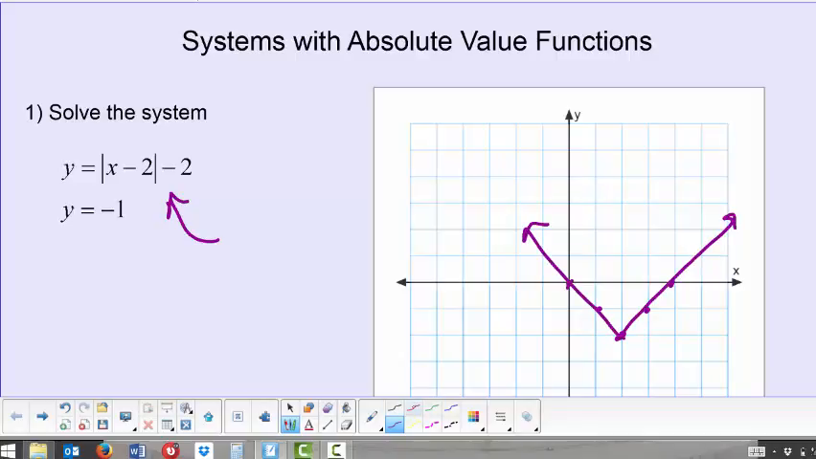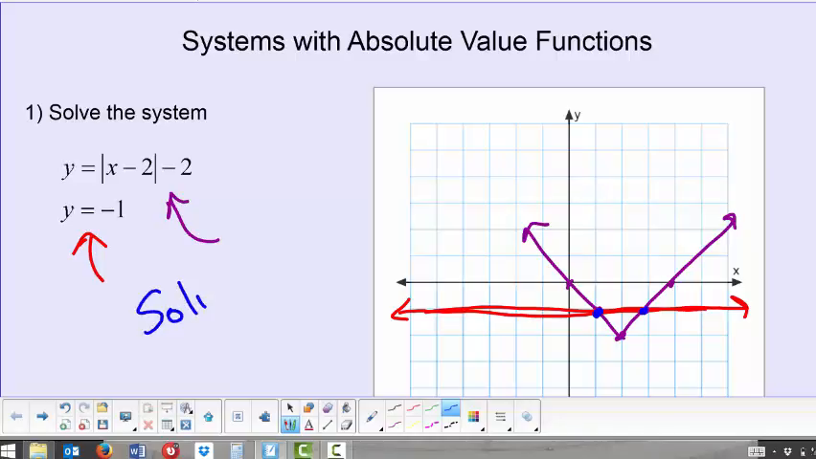Then the second function, y equals -1, is a horizontal line at -1. So I draw a horizontal line that way. Drawing straight lines on this is not very easy. And you can see that this intersects in two places, right there and right there. So I actually have two solutions. The first one being 1, -1. And the second solution being 3, -1.